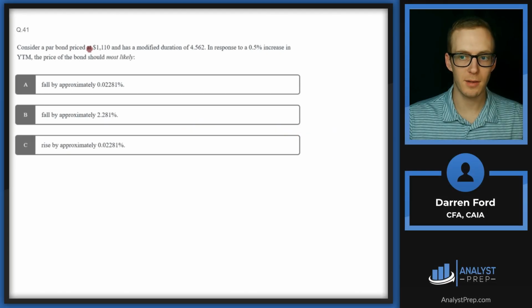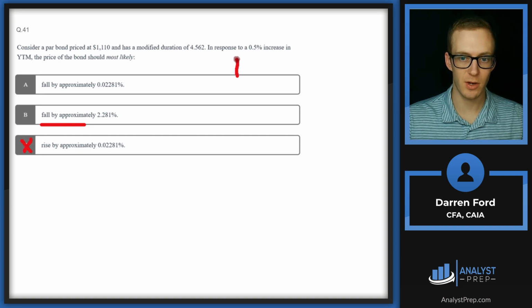Consider a par bond priced at 1,110 and has a modified duration of 4.562. In response to a 0.5% increase in yield to maturity, the price of the bond should most likely A, fall by approximately this amount, B, fall by approximately this amount, or C, rise by approximately this amount. So we can cross off rise right off the bat.